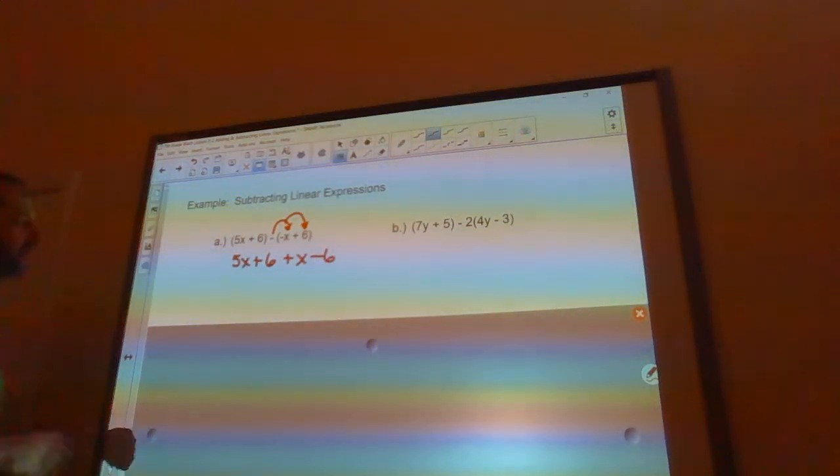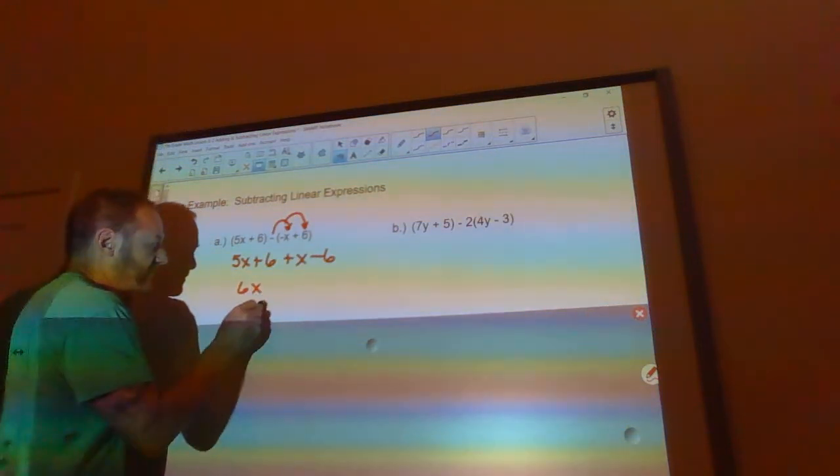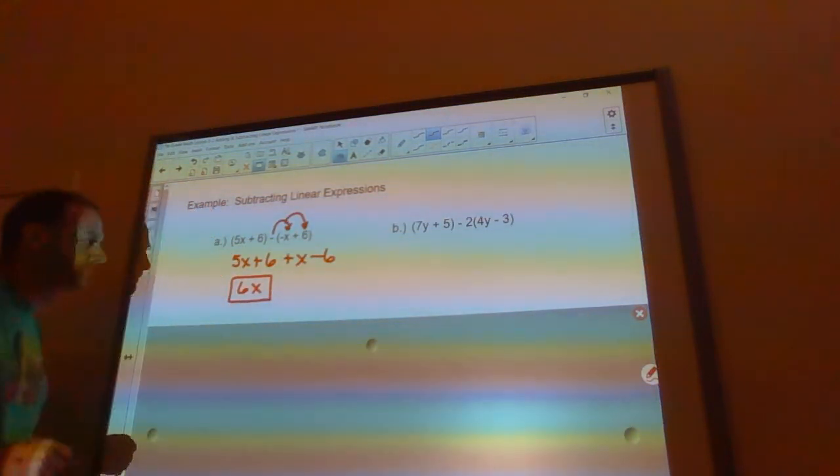And now I'm just going to add them together. 5x and x is 6x's. 6 minus 6 is 0, so this just simplified to 6x.